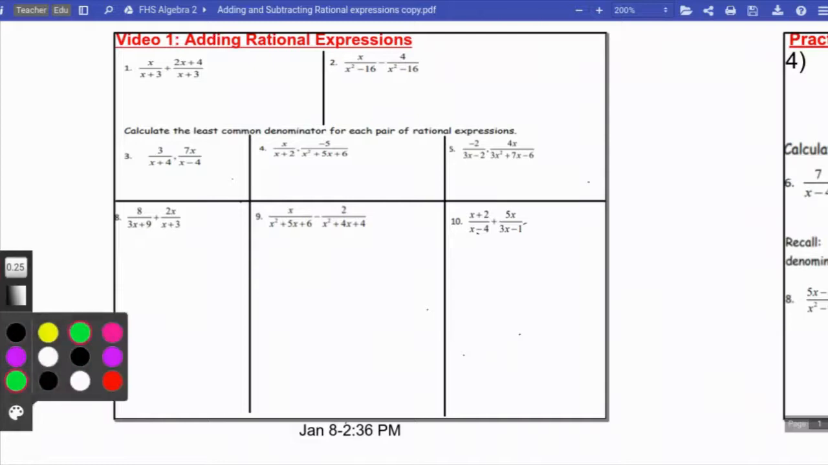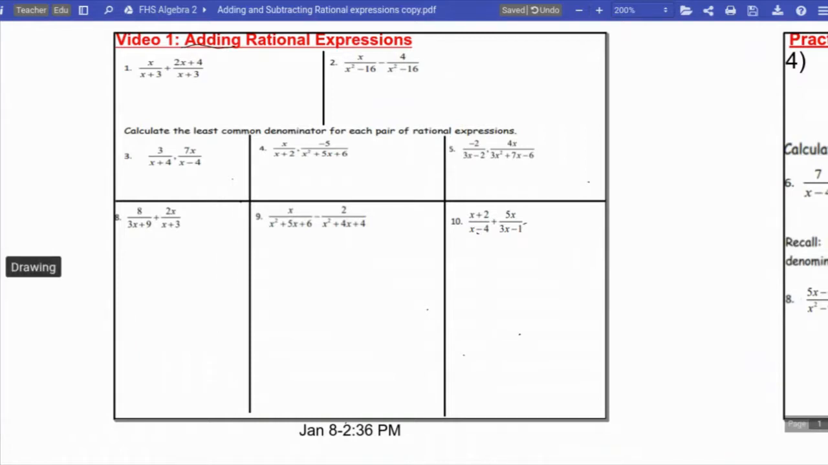All right, what are we learning today? Today you'll be diving into adding rational expressions. Well, you're actually adding and subtracting, not only adding. So be ready to take notes because it's going to be an interesting ride.